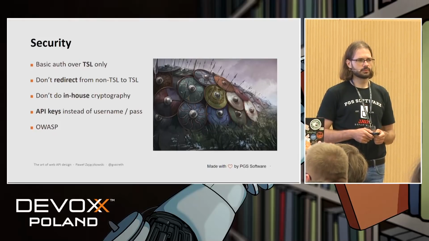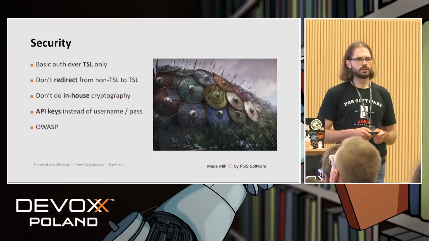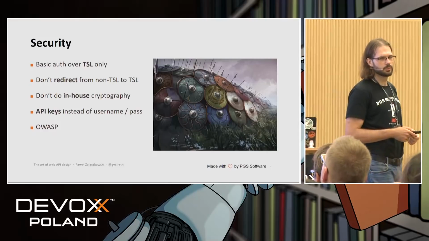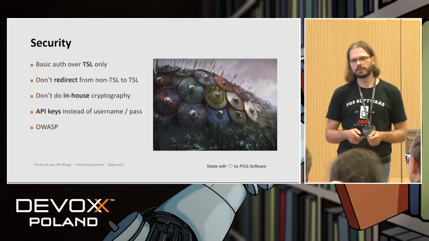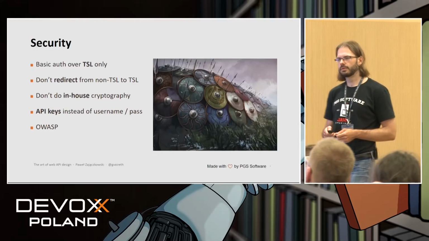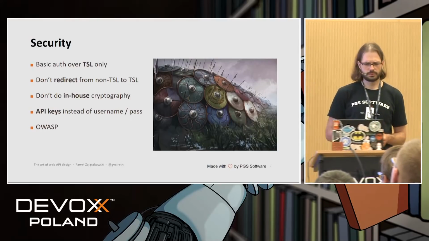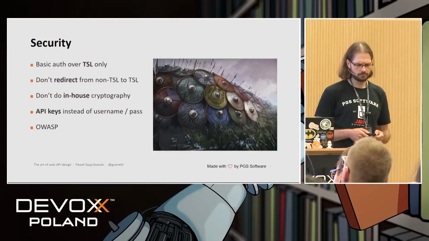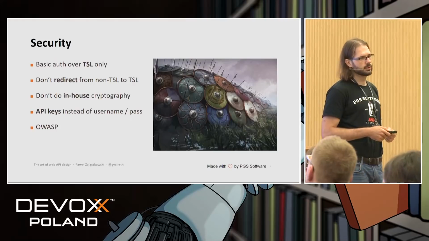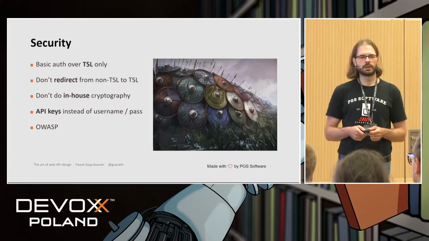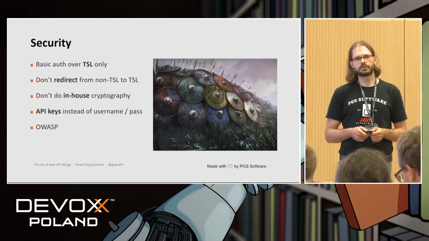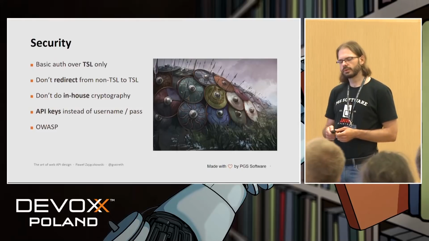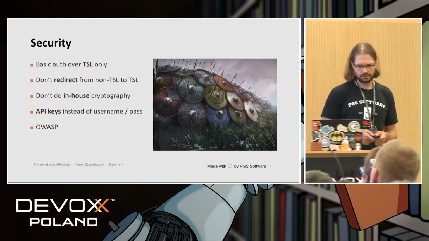Cryptography is difficult, so even if you have a PhD in cryptography and 10 years of experience, it's probably not the best idea to invent our own ciphers and cryptographic schemes, especially security by obscurity is a bad idea. Instead of passwords and usernames, it's good to use API keys as they are more secure. It's difficult to guess them, let's say.